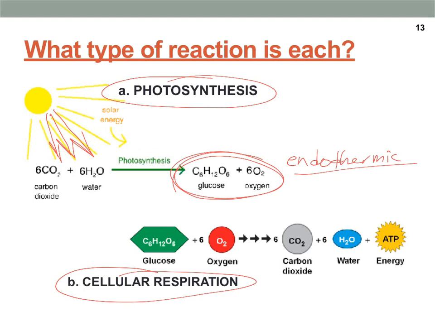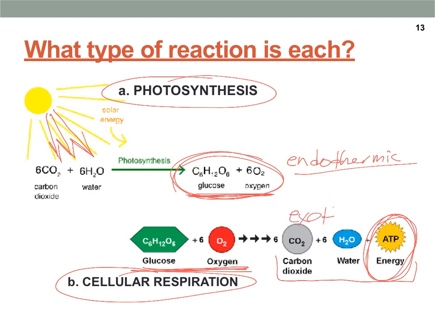reaction for photosynthesis. For cellular respiration, which is the opposite reaction, notice these are the products of photosynthesis, which become the reactants of cellular respiration. In this case, sugar, glucose, is being broken down in the presence of oxygen, and it's producing carbon dioxide, water, and energy in the form of ATP. So if energy is coming out as a product, energy is being released. So this is an exothermic reaction.